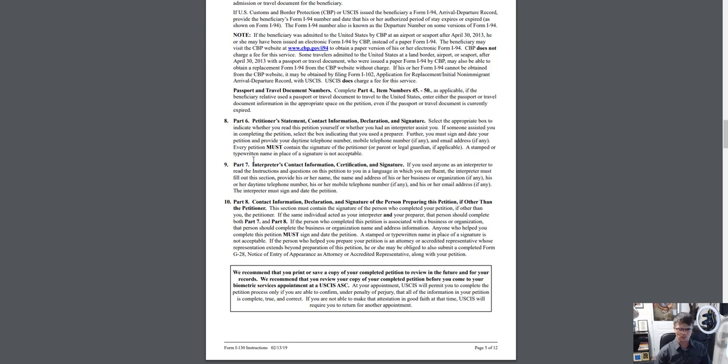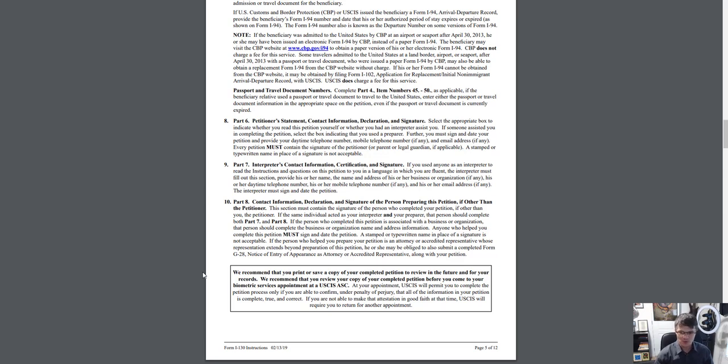Select the appropriate box to indicate whether you read this petition yourself or whether you had an interpreter assisting you. So if you had somebody translating this for you, make sure you mention that. And if that's the case, then the interpreter, they need to provide their contact information, certification, and signature as well. Contact information, make sure to provide an updated one. Make sure if you don't have a stable phone number, if you don't have a stable address, make sure you do that with someone who is or has a stable phone number and where you can be reached, right? Because you don't want to miss things from USCIS.